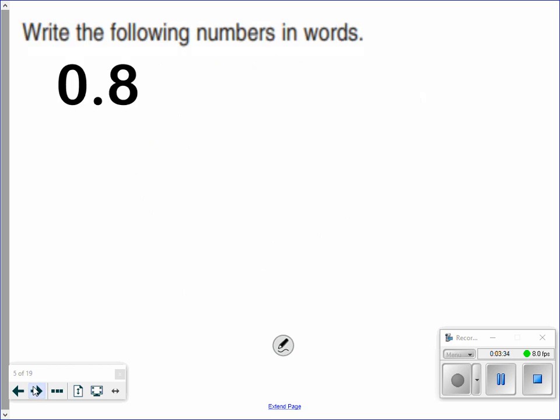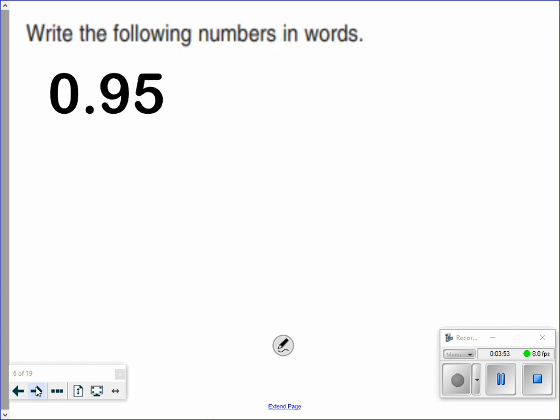Write the following numbers in words. You're probably wondering, how do we do this? Watch closely. This is an 8, so I'd start with an 8. Oh no, you kids are going to be checking my spelling today. Tenths, because that's what place value it is. 8 tenths. Super easy. Next one.